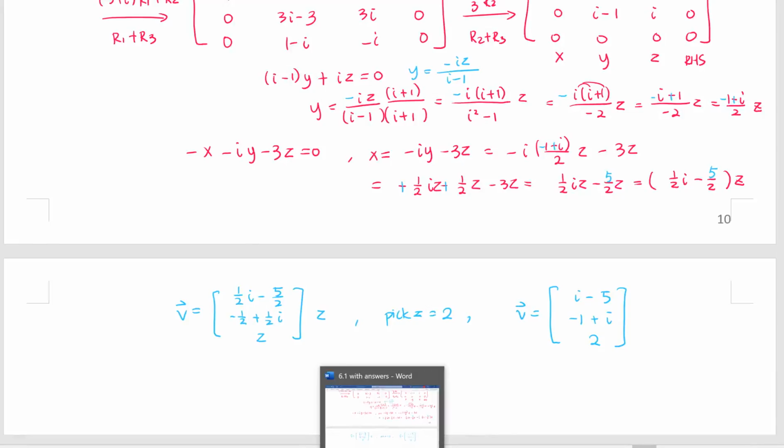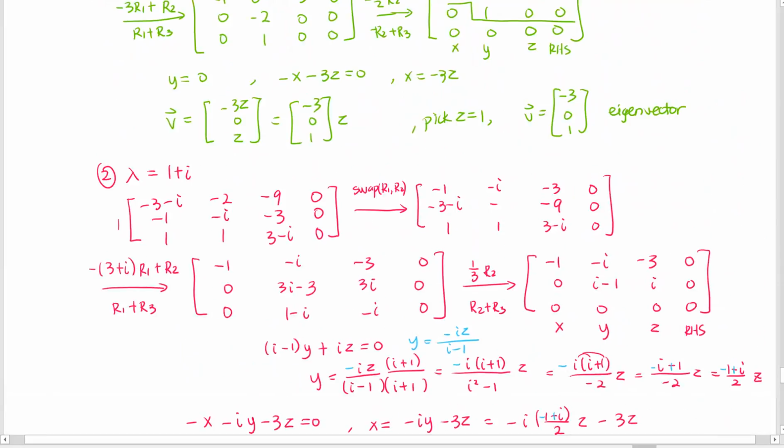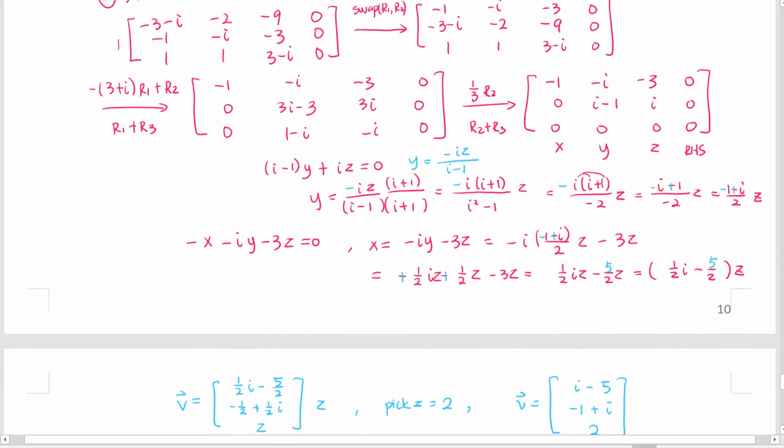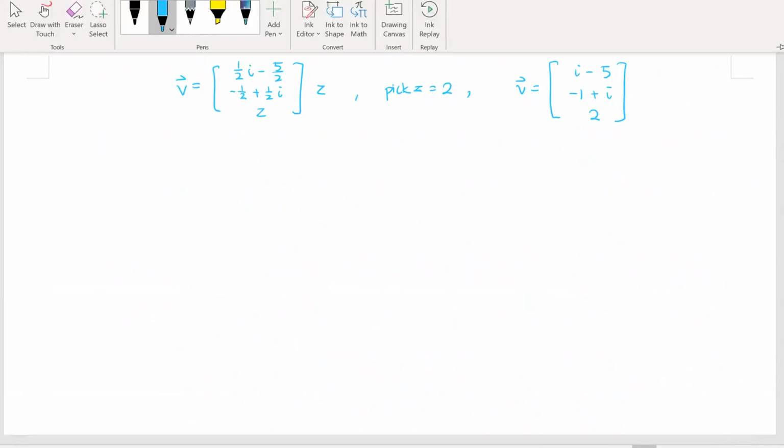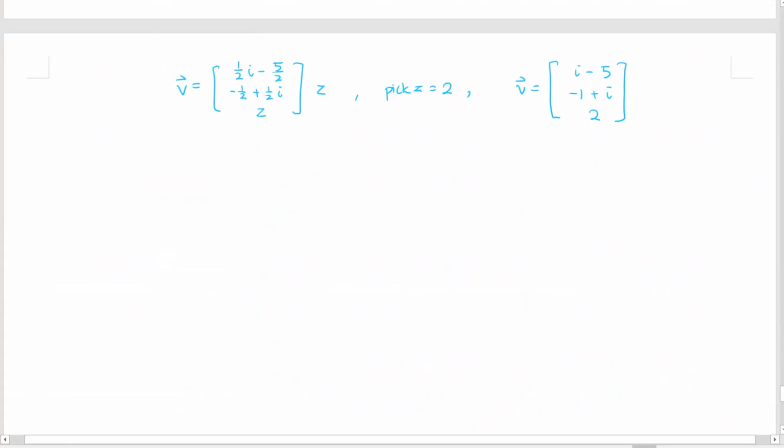Okay, so we can see the eigenvalues appear as pairs, so the eigenvectors also appear as complex conjugates. Let's do the other one. The other one is lambda equals 1 minus I. Let me change to a different color. 1 minus I. Okay, so what's the matrix again?